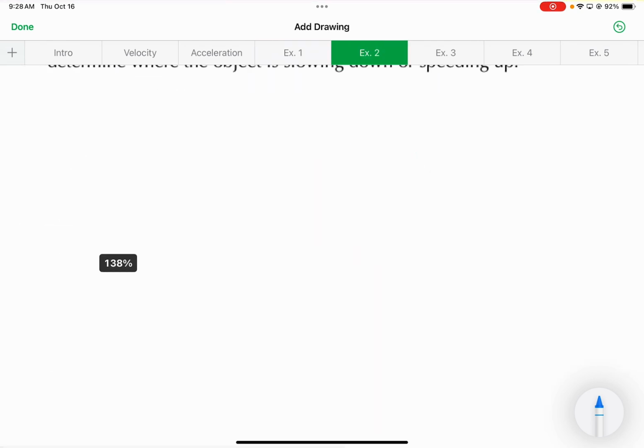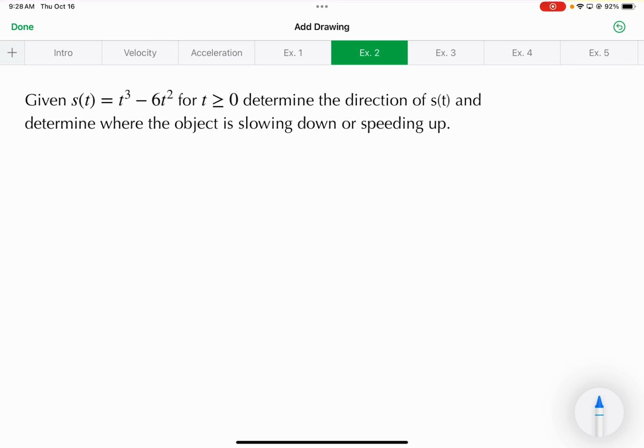Let's do it with a function now. Given s of t equals t cubed minus 6t squared, for t greater than or equal to 0, we want to find the direction of s of t, meaning is it moving to the left or moving to the right, and then determine whether the object is slowing down or speeding up.